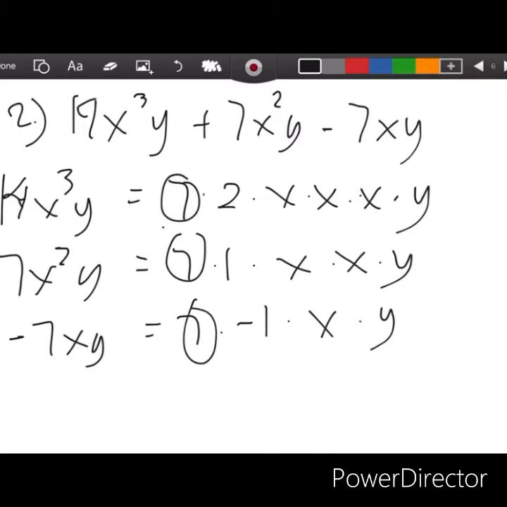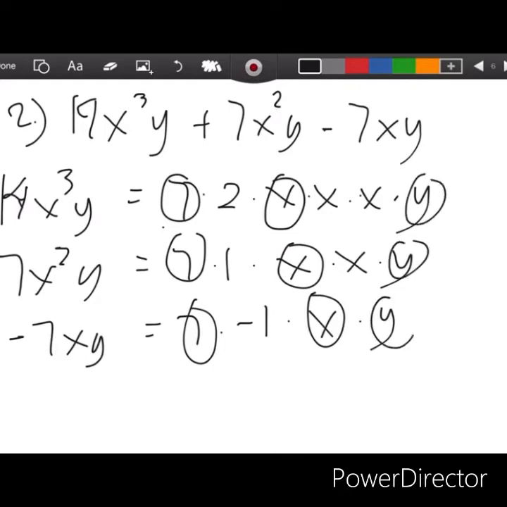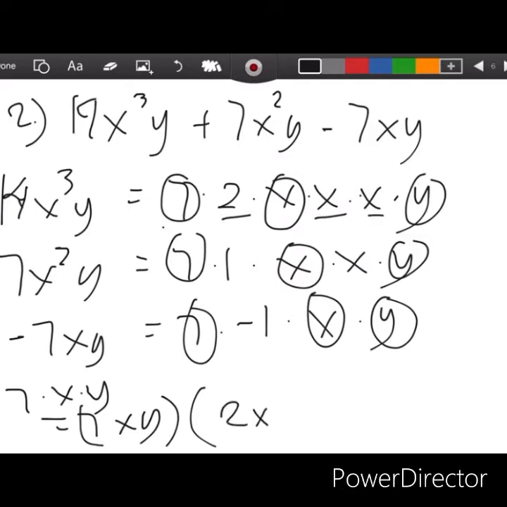What else? x and y. Okay, get the product. So we have 7 times x times y, which is equal to 7xy. And 2 times x, we have 2x squared, plus x, minus 1. And that's the final answer.